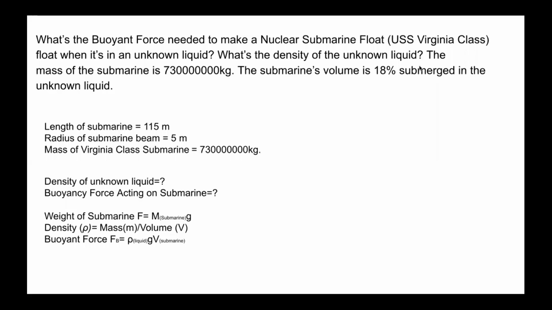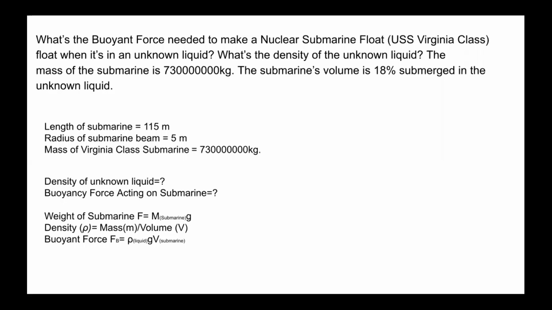We now have to solve the problem of the buoyancy force needed to make a nuclear submarine float, the USS Virginia class, in an unknown liquid. The density of the unknown liquid has to be found. The mass of the submarine is 730 million kilograms, and the submarine's volume is 18% submerged in the unknown liquid. The length of the submarine is 115 meters, and the radius of the submarine's beam is 5 meters.